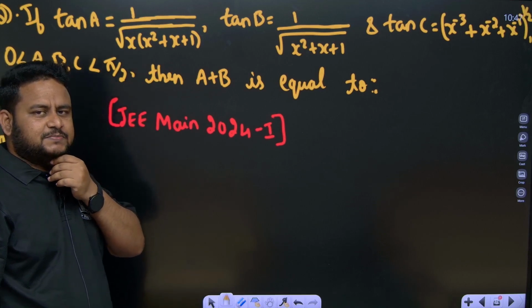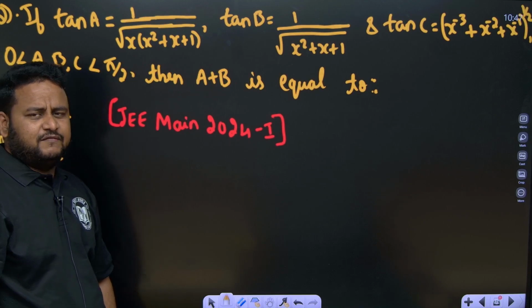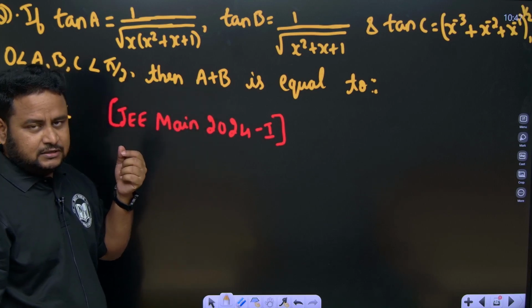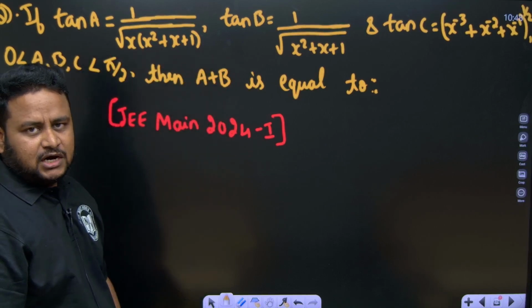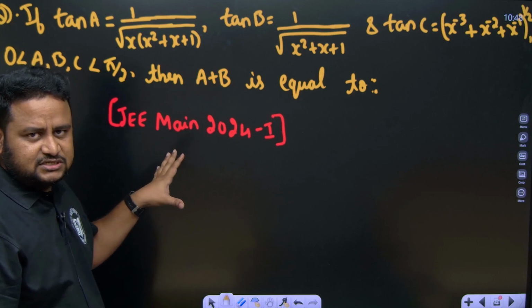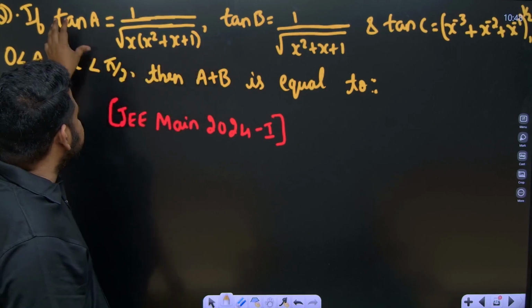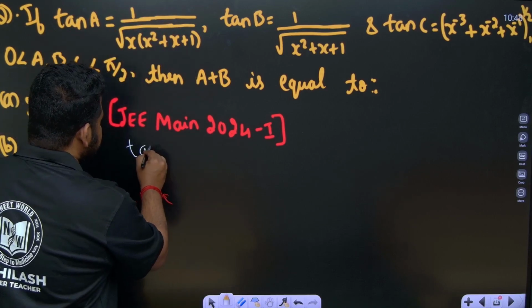Since they are asking a plus b is equal to what, I will find tan of a plus b. Why am I finding tan of a plus b? Because they are only asking a plus b, and they have given everything in tan. How do you get this trick? With practice of a lot of questions and also common sense, because they are asking a plus b and they have given tan, so I will use tan of a plus b.